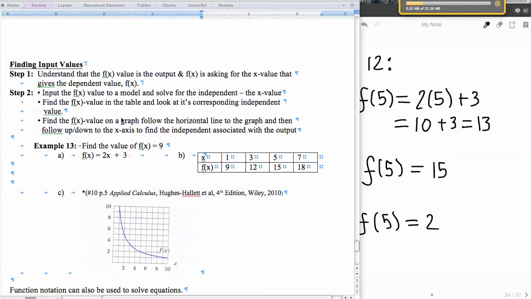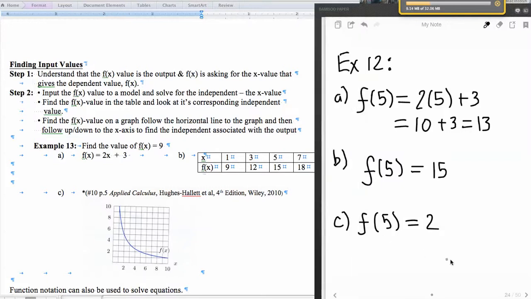So if the input value, the f of x value to the model, and then we can solve for the independent value given we have a model. And if we have a table, then we're going to look across the table at the f of x value, the dependent value, and we're going to look up to its corresponding independent value. And if we have it on a graph, we'll start at the y's, we'll go over to the graph, and then we'll follow it down to the independents.